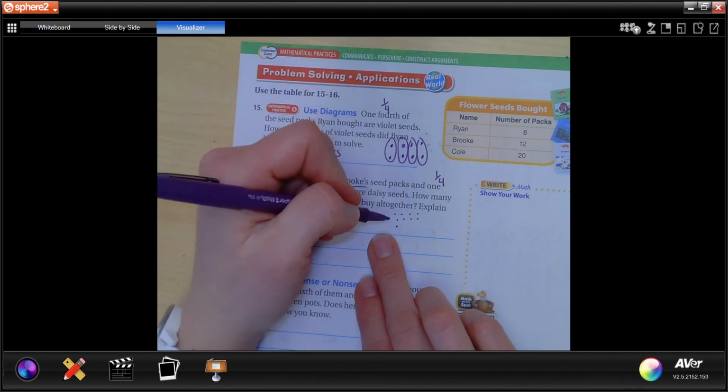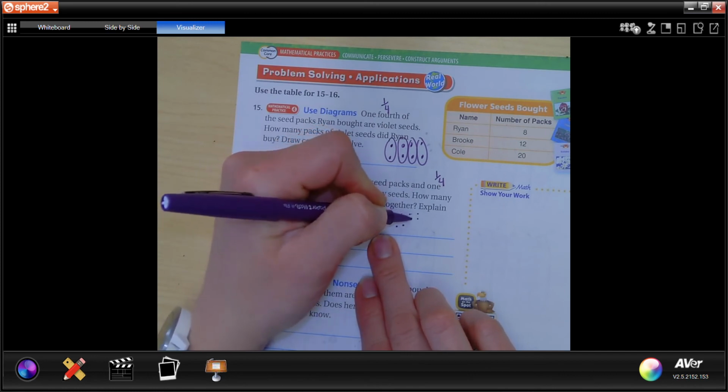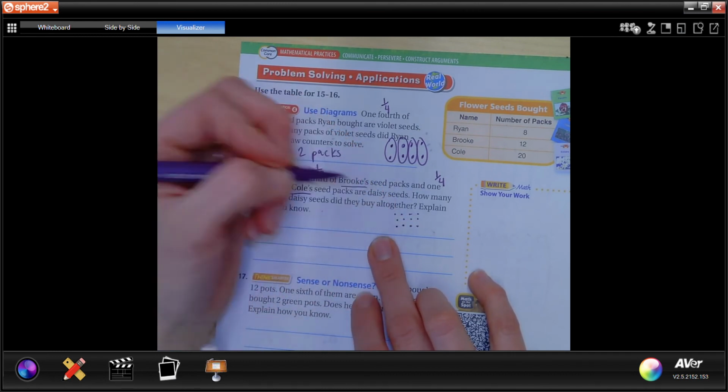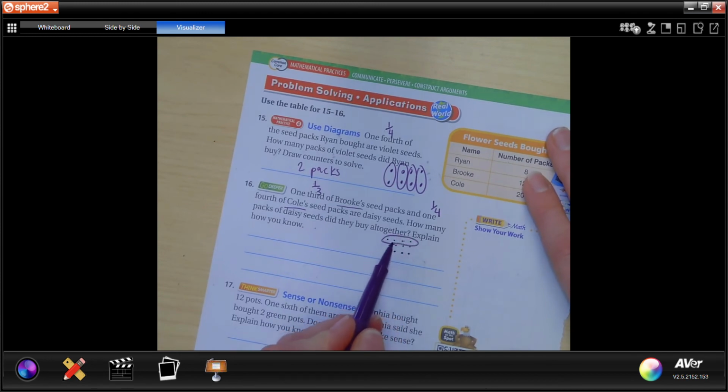Start over. We're going to go this way. 1, 2, 3, 4, 5, 6, 7, 8, 9, 10, 11, 12, because we need 3 groups of seeds. So 1/3 of Brooke's, that's 1 group, because there's 2, 3. So this is 1 group for Brooke.